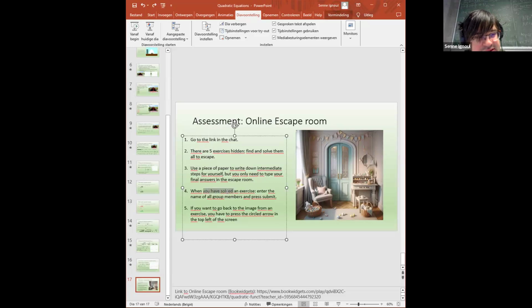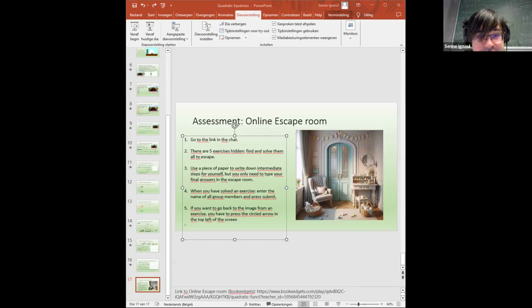If you have solved an exercise, then you have to submit it and enter all the names of your group members. And then finally, the thing that we were struggling with a bit in the beginning: if you want to go back to an image from an exercise, you have to press the circled arrow in the top left of the screen. Then I want them to think a little bit about it. And afterwards, I have to share my Google Chrome again.